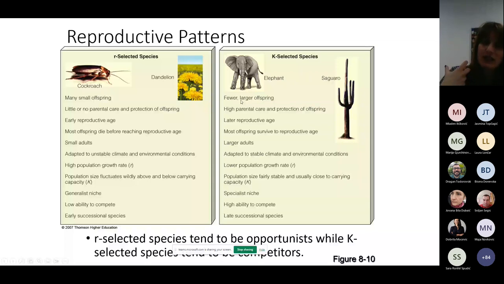Okay, and there is high parental care and protection of offspring, and a very late reproductive age. So we are reaching this population strategy in our countries, in our region. But these individuals are usually specialists, and they have a high ability to compete.